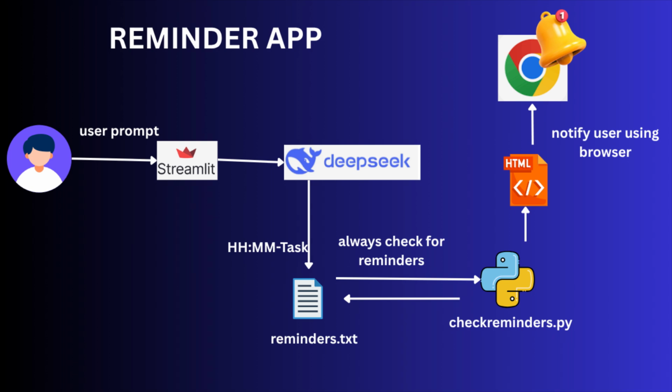This string, which is the time with the task, will be added in a text file. Here we use a Python script which always reads and checks the current time with the time that we added in the text file. If it matches, then the reminder message will be added to an HTML file and shows the HTML file in the browser. So that's the overall flow of this system. Now we can check how to build this simple system.